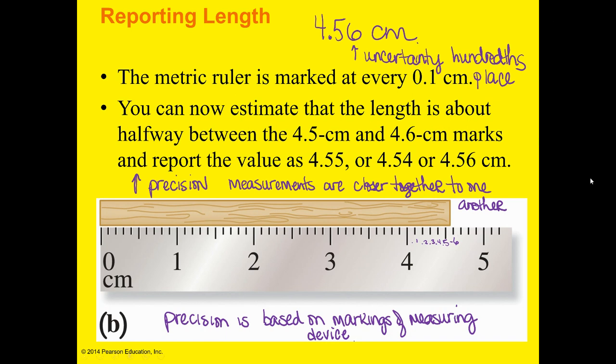Okay, so if you want more precision, you better have better markings on whatever device you're using. And by better, I mean it needs to have more sliced up into smaller intervals or increments. So if I was to pick which of these two I would use, I would use this one because it's marked in the tenths place. So our guess or uncertainty is in the hundredths. And that's better than the previous ruler that we read.